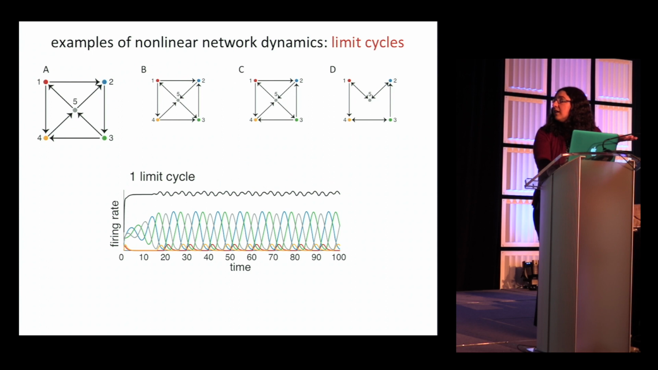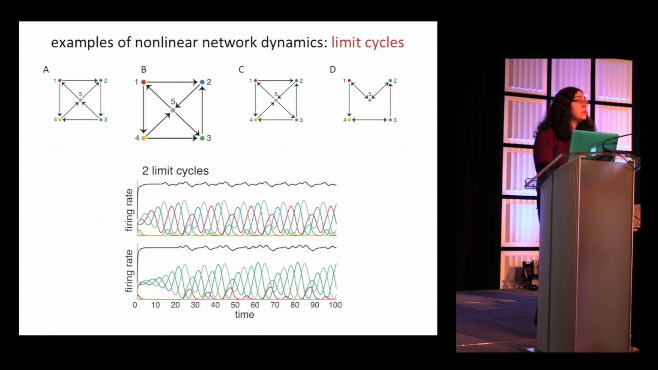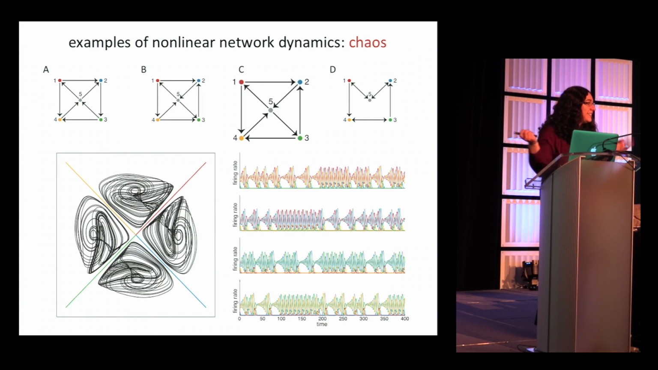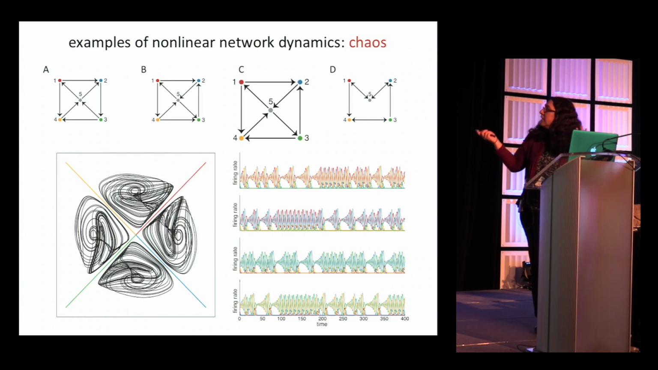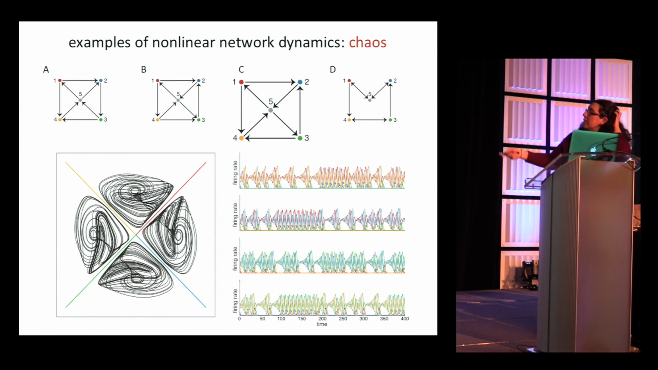So this one we already saw has 1 limit cycle. This one has 2 limit cycles. That's the full set of attractors. This one has chaos, 4 chaotic attractors. It's very symmetric, right? So once you have one, you have them all. This one really does have true symmetry among all 4 limit cycles. But you can see here, in a kind of funny projection, all 4 chaotic attractors. And you see there's an unstable fixed point in the middle of each one.